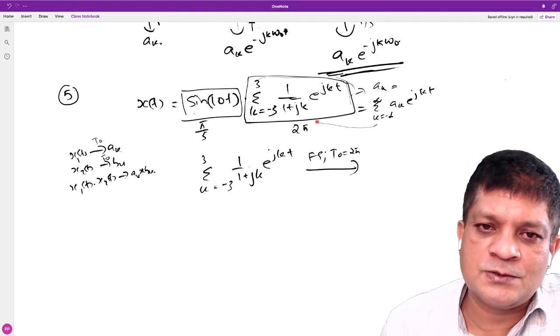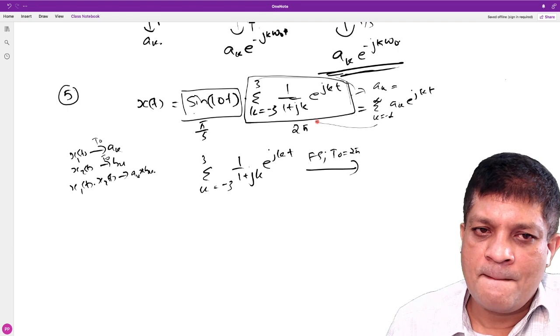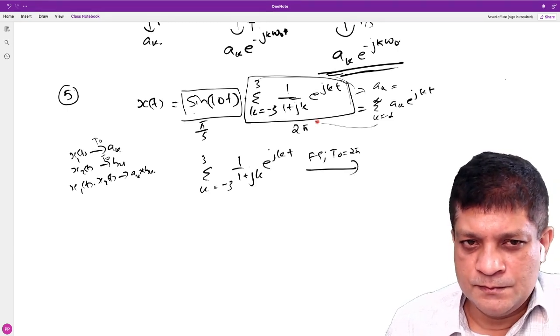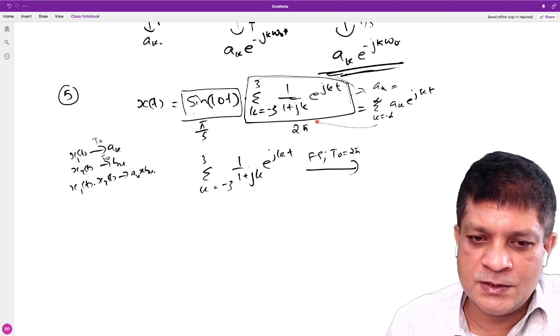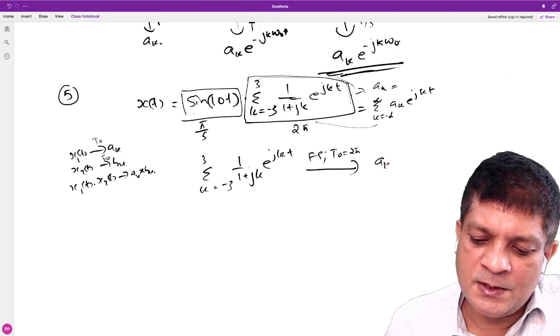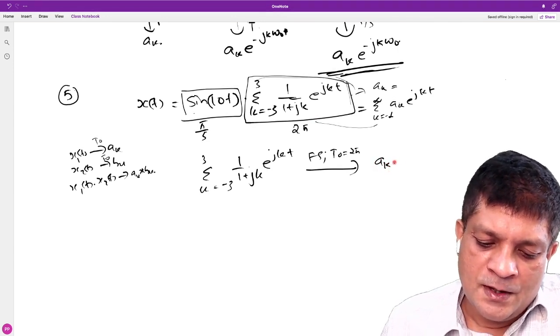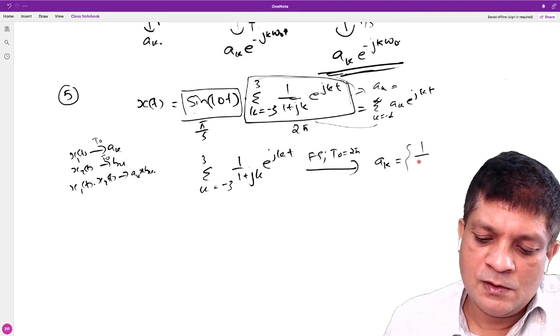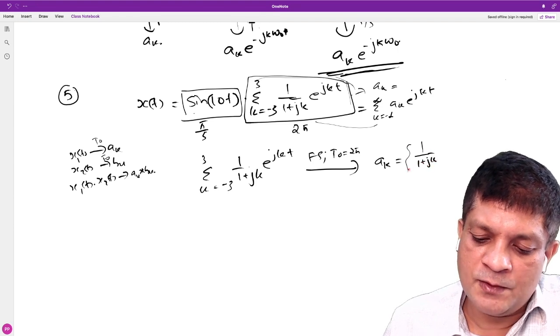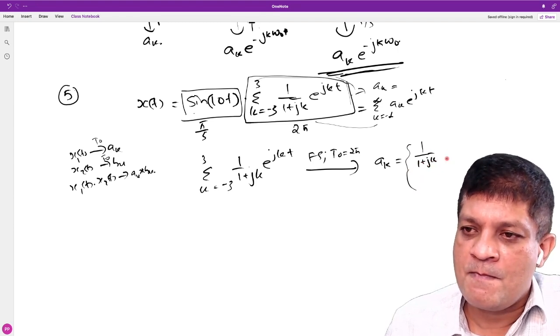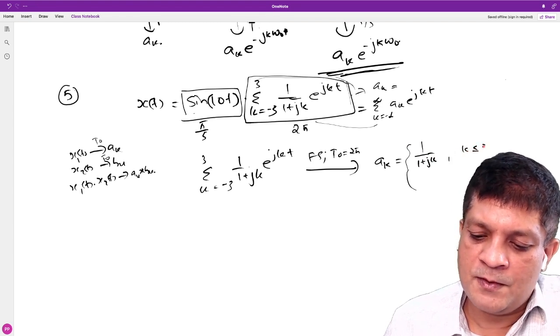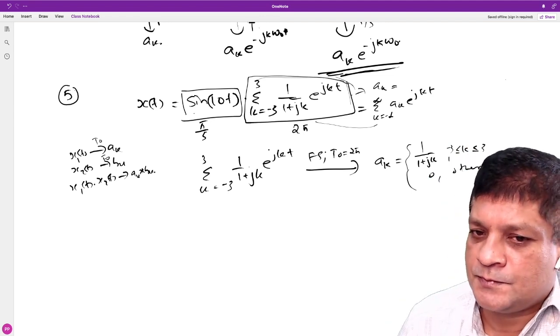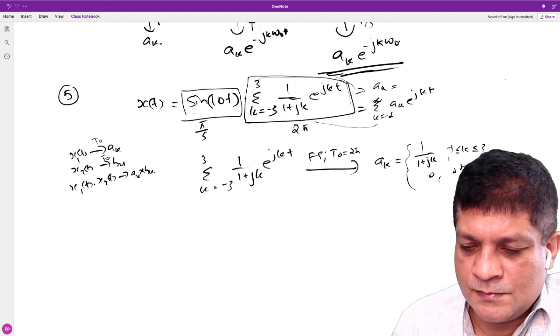How many non-zero Fourier series coefficients are there? There are 7 non-zero Fourier series coefficients, isn't it? So we can write this as, let's say, ak. ak is 1 upon 1 plus jk for which values of k? For k from minus 3 to 3, and 0 otherwise. Is it?